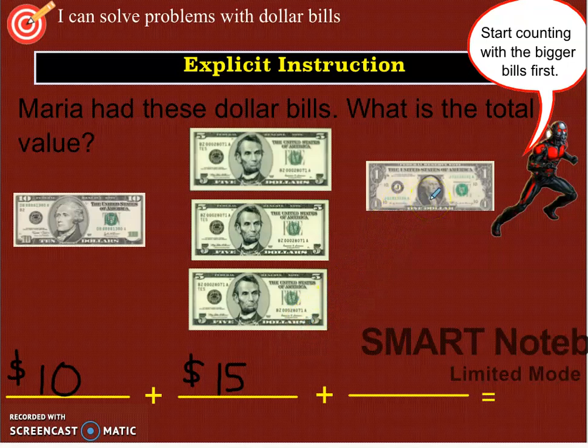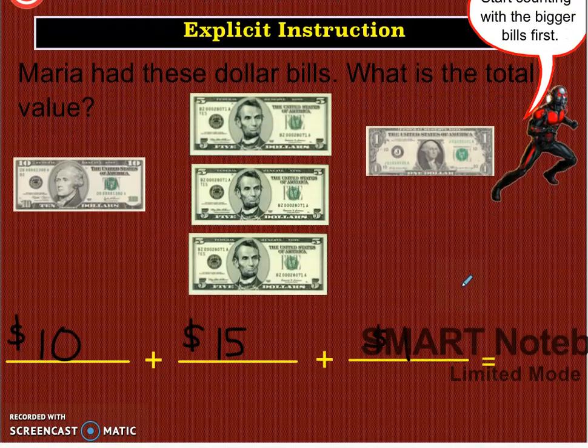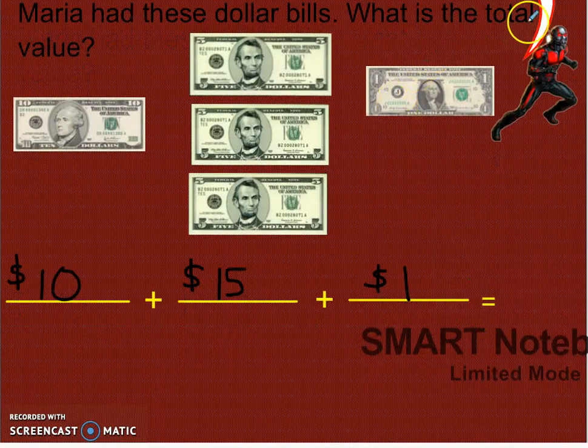Let's look at our last bill. We have a dollar bill. What is the worth of the dollar bill? Yes, the value of the dollar bill is $1. So I'm going to put my dollar sign and I'm going to write the number 1. So now I have to add to find the total value because that's what the question was asking me.